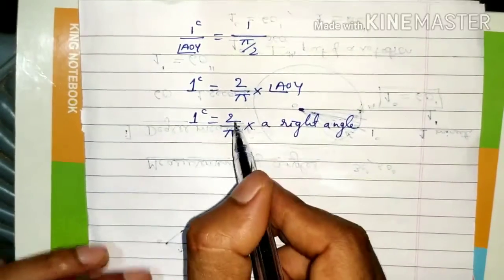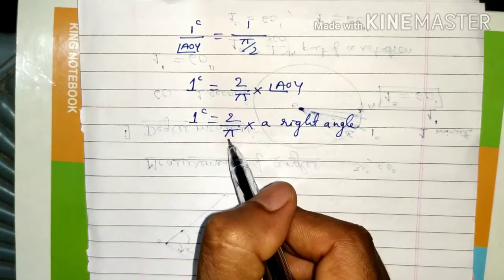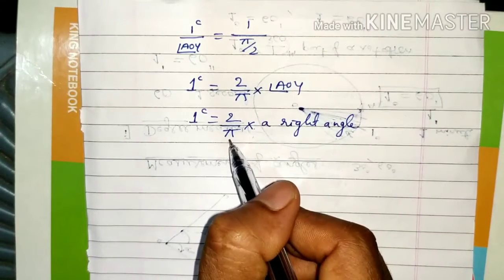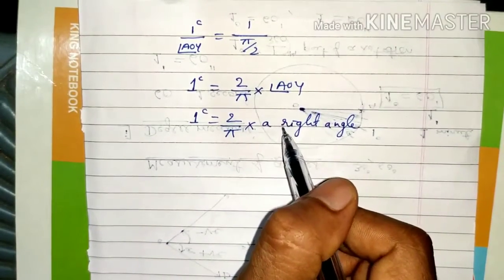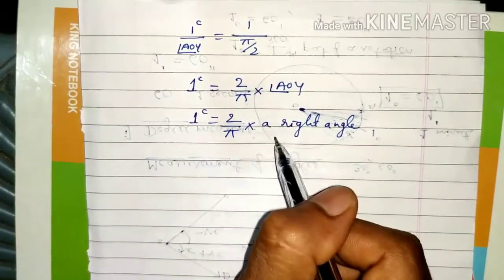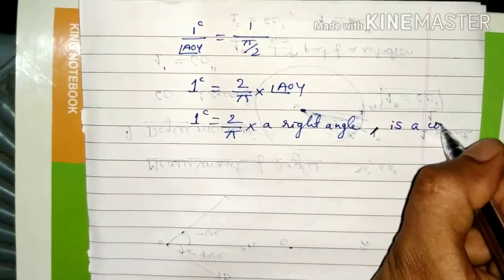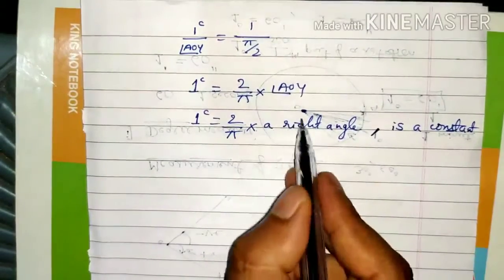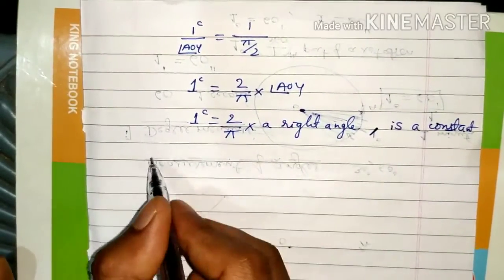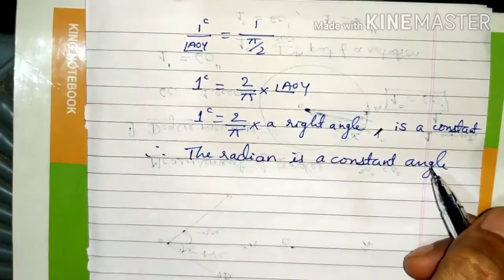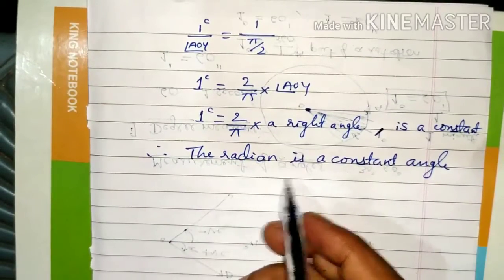Now you can see here 2 is a number which is fixed. Constant means fixed. Pi is also a fixed value, approximately 22/7, into a right angle which is 90 degrees, also fixed. So all these numbers are constant, and therefore this complete answer is a constant. That means 1 radian is a constant, right? Therefore the radian is a constant angle. Alright, so this is how you have to prove the theorem.